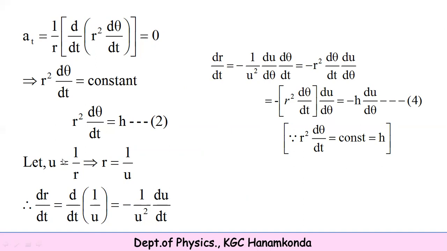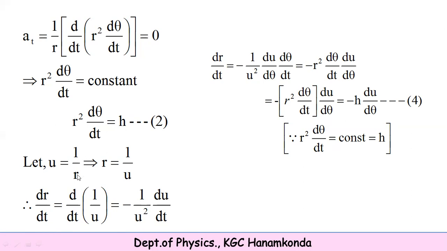Now, suppose we take u equals 1 by r. It is one more scalar quantity, u equals 1 by r, that implies r equals 1 by u. Differentiating with respect to time, dr by dt equals d by dt of 1 by u. The differentiation of 1 by u is minus 1 by u square into du by dt.